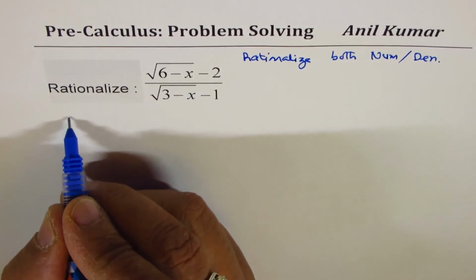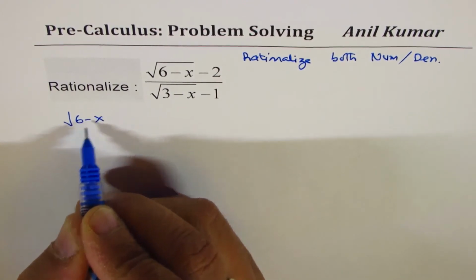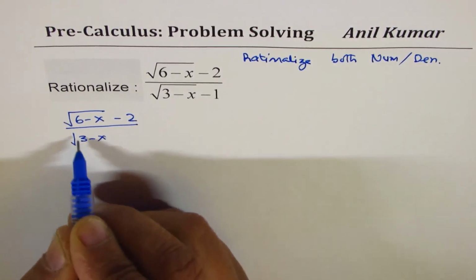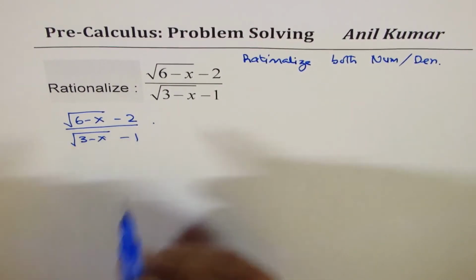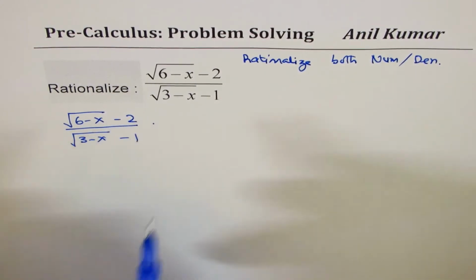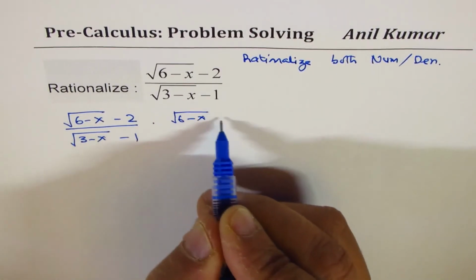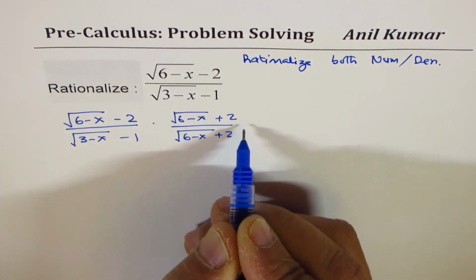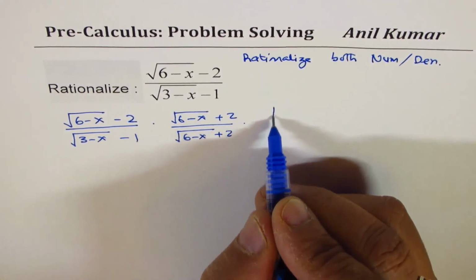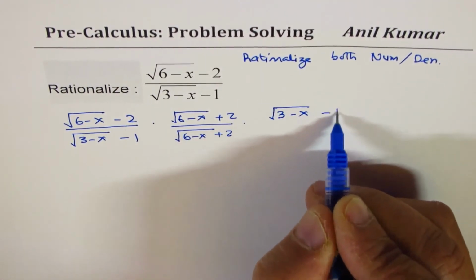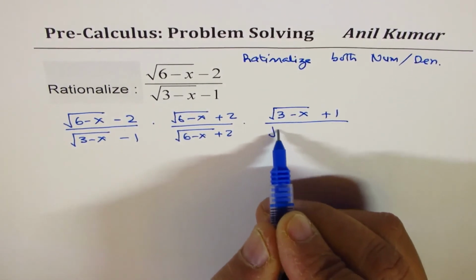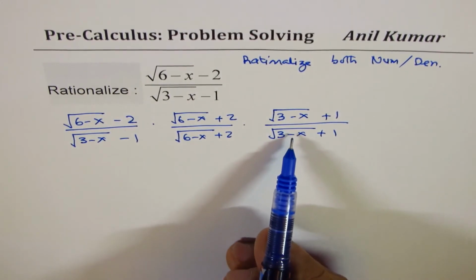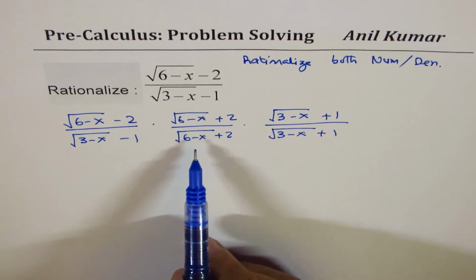So that is to say, if I begin with this expression, which is square root of 6 minus x minus 2 over square root of 3 minus x minus 1, I'll multiply first by the conjugate of the numerator, which is square root of 6 minus x plus 2, divided by square root of 6 minus x plus 2, and then by the conjugate of the denominator, which is square root of 3 minus x minus 1, it becomes plus 1, square root of 3 minus x plus 1. Is that clear? So that is the conjugate of the denominator, this is the conjugate of the numerator.